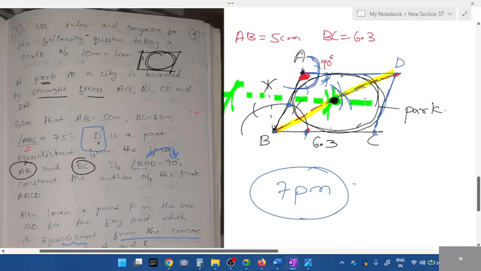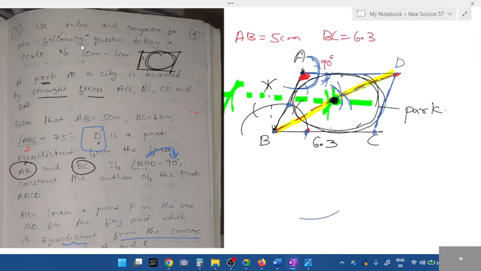Yes, students, all of you understood this diagram the way you've got it? All of you online? I'll repeat again and I'll show you the construction part.